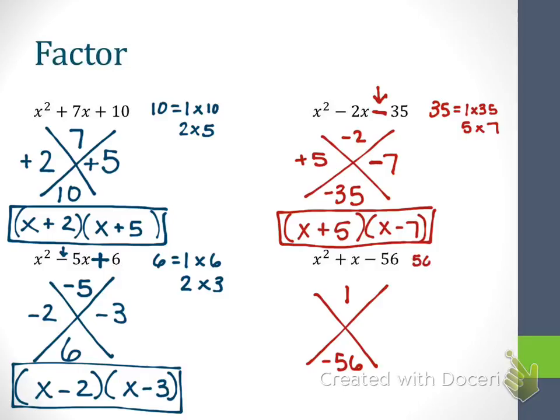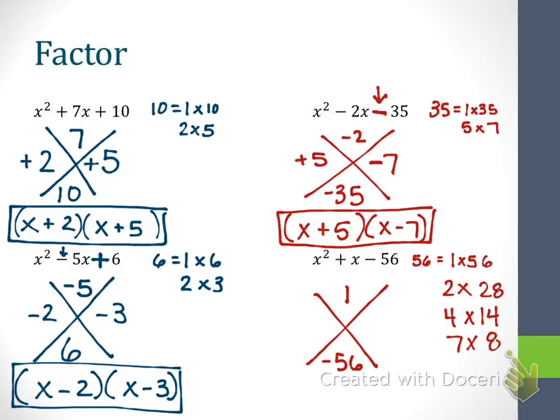So the factors of 56 are 1 times 56, 2 times 28, 4, is 3 a factor of 56? No, so we move on. 4 times 14, 5 is not, 6 is not, 7 times 8, 9 is not, 10 is not. Usually, once we get up to about 10, we can stop because we've covered all the factors, okay?